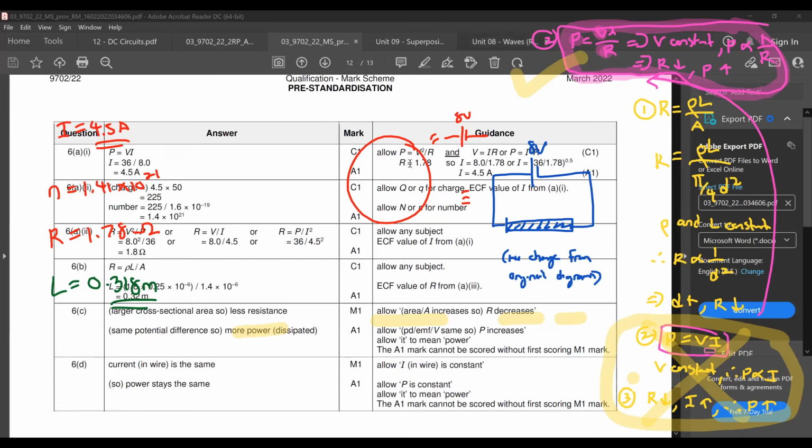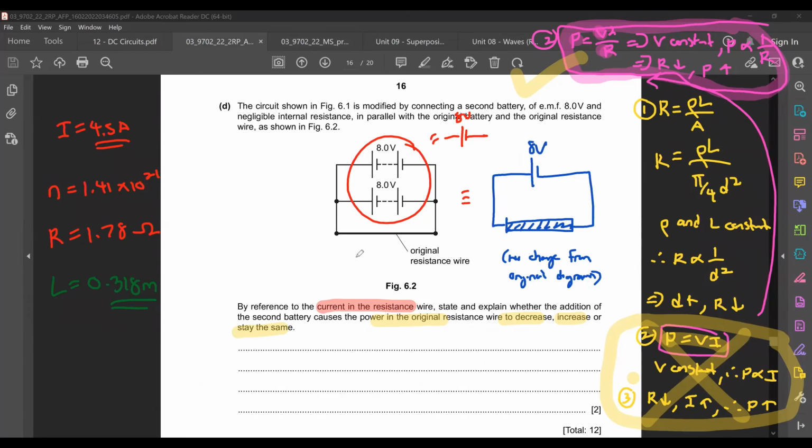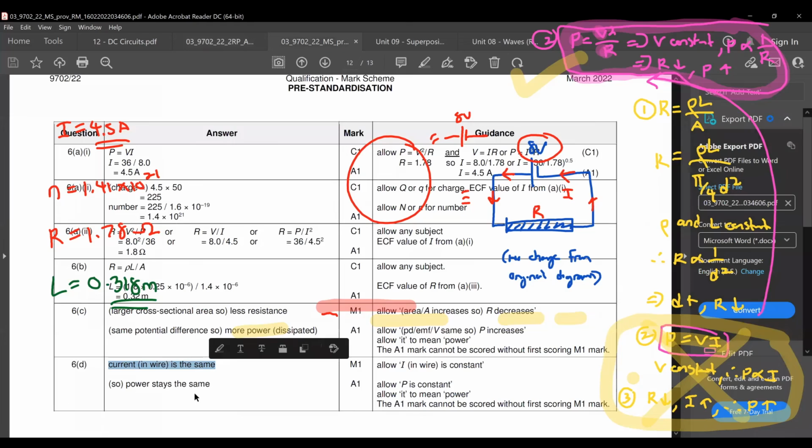They say with reference to the current in the resistance wire. This one is still resistance R as before. This one is still PD of 8V as before. When you're talking about your current, it is still the same. So that's why the answer says here, current in wire is still the same, therefore power remains the same.